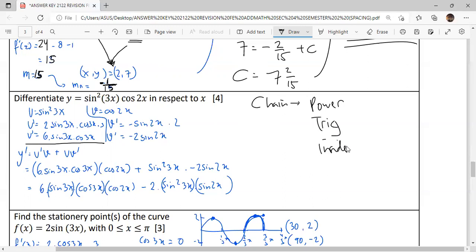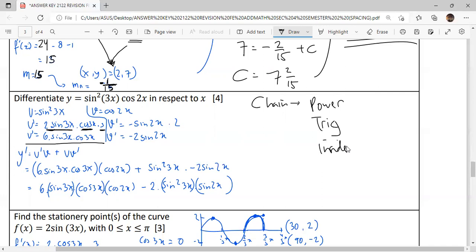Lu perhatiin. Powernya 2, ya udah 2-nya lu turunin, sin-nya jadi sin doang kan, 2 minus 1, sin 3x times by the trigonometric value of sin, the derivative of sin is cos, the second chain, right? This is the first chain, the power, second chain is trigonometric value, third is the inside, the angle, 3x differentiate by 3, right? Jadi 6 ya, 2 times 3, 6 sin 3x times cos 3x.